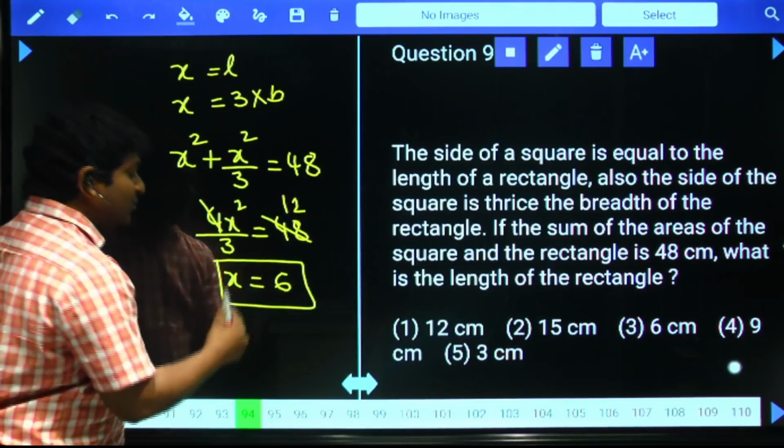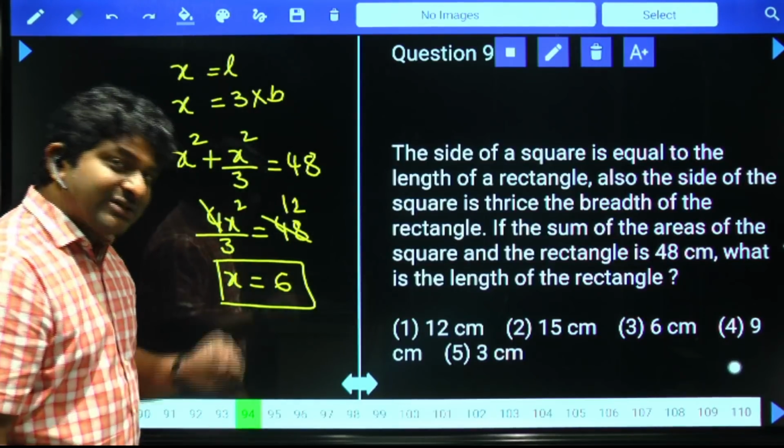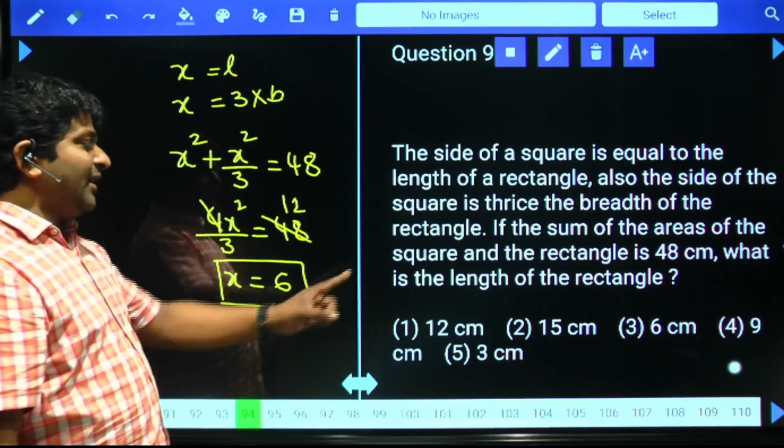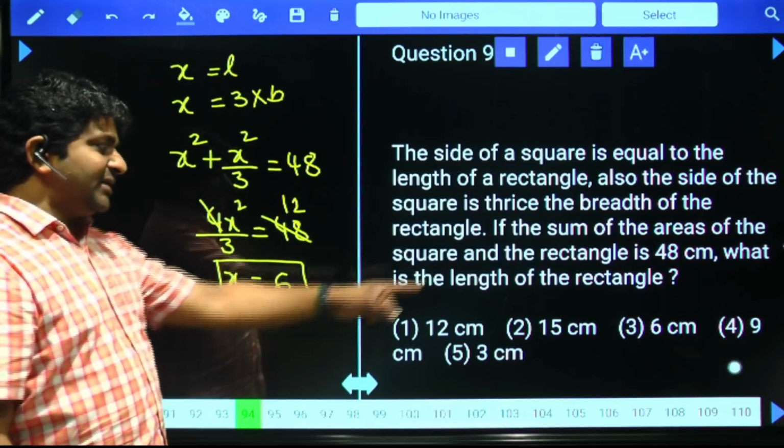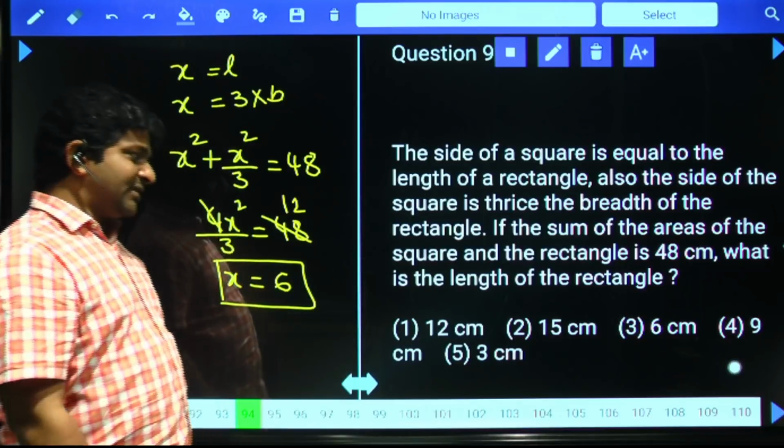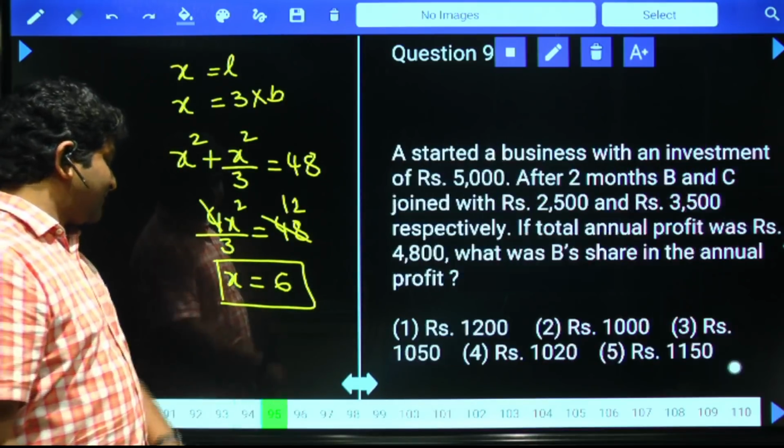x is equal to side of the square as well as length of the rectangle. Length of the rectangle is your question, which is equal to x. Third option, 6 centimeters is the final answer.